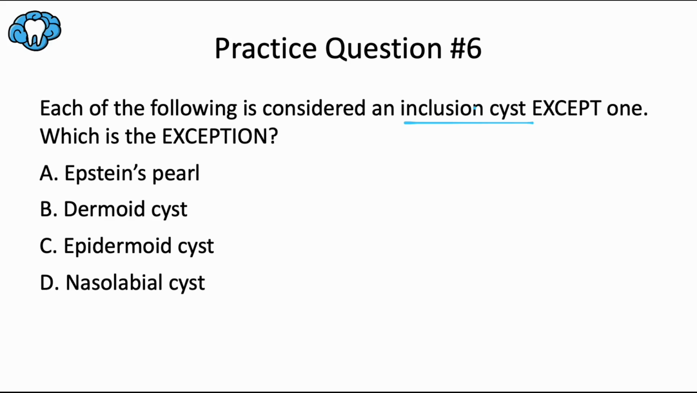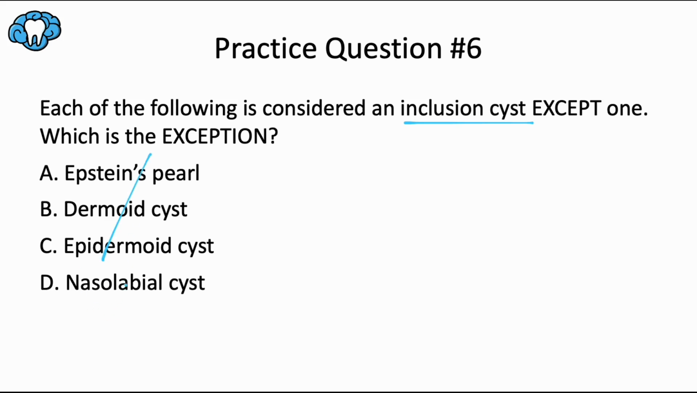Inclusion cysts arise from the inclusion of surface epithelium into deeper tissues, either through development or trauma. Epstein's pearls, Bohn's nodules, and dental lamina cysts, dermoid cysts, and epidermoid cysts are all examples of inclusion cysts.